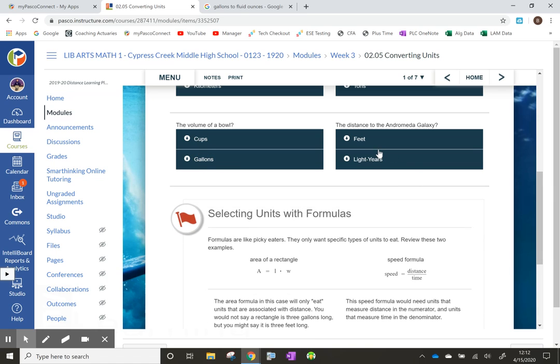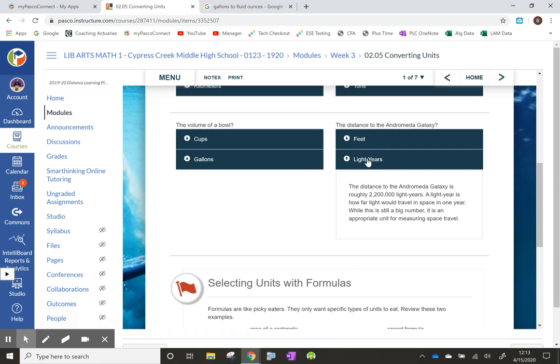And then, of course, the distance of the Andromeda galaxy. Would you want to use feet or light years? Considering we're talking about a galaxy here, light years is definitely the way to go. Light years, by the way, is a measure of distance. It's not a measure of time, for those that are curious.